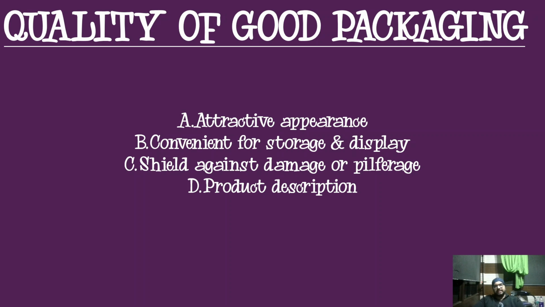Then it should shield against any damage or pilferages, because there can be a lot of damage for environmental reasons or manual reasons, or pilferages. That is small thefts which happen. And the product description. Now, product description is important because the next topic which we are going to cover will be labeling. All the description of a product is provided on the package itself, but in a label. And then those labels are attached to the packages. So ultimately, a good package also involves the description of the product. Although that description is provided in a label, that label is attached to the packaging also. So it becomes a part of packaging.